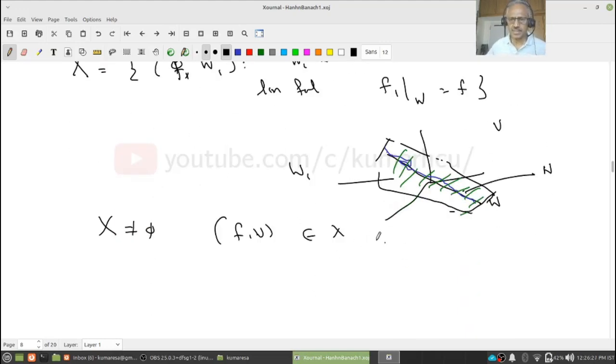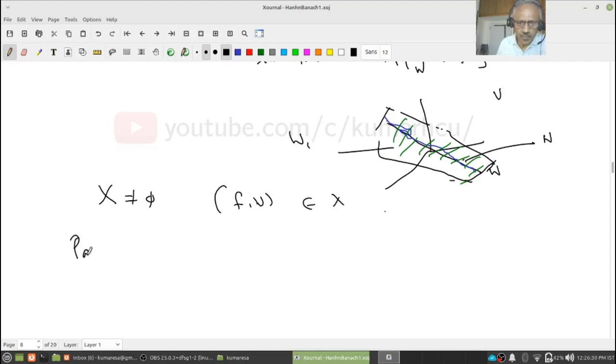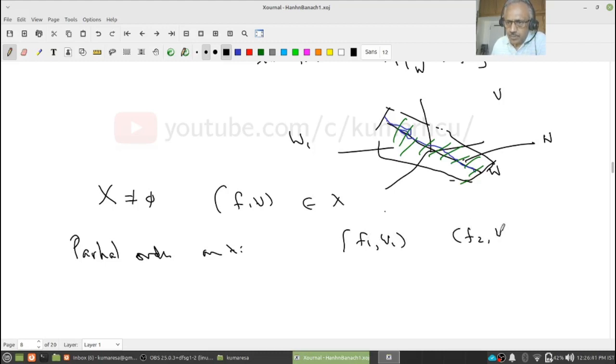Is that clear? Now I want to give it a partial order on X. How do I give it? Very easy. Let us look at (F1, W1) and (F2, W2). Remember, what is the most important example of a partial order? My containment relation, set theoretic containment, right? Now W1 is a vector subspace of V, and W2 is a vector subspace of V. So what is the natural relation I can have? I say (F1, W1) is less than or equal to (F2, W2) if W1 is contained in W2, which is the same as saying W1 is a vector subspace of W2.